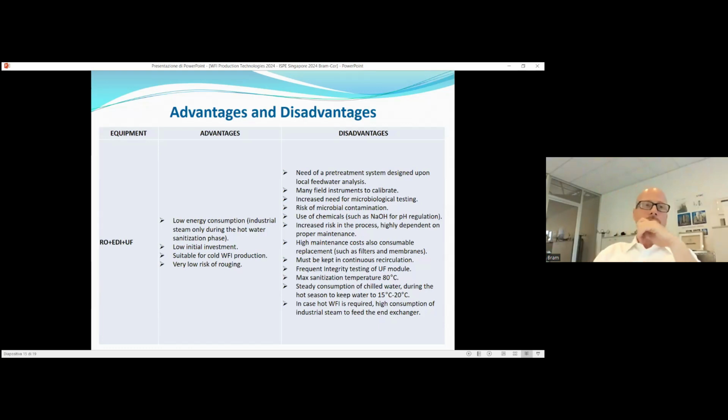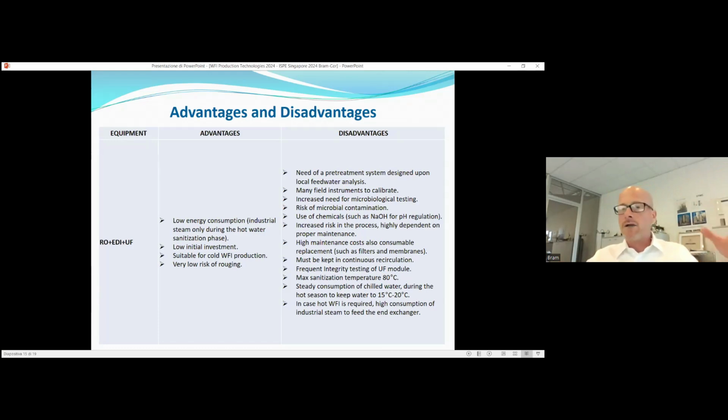And the risk of rouging, a phenomenon that is extremely present in the thermal machines, let's say very common, is practically zero. Which are the, let's say, disadvantages? The production of WFI is directly connected to the raw water source. So the pretreatment has to be designed very properly on the worst case scenario.